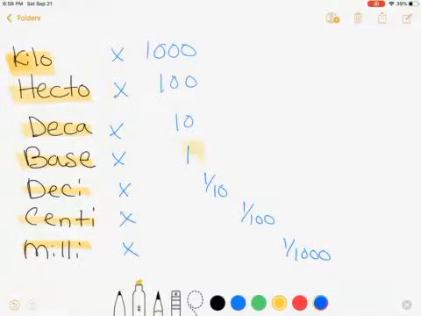Because whatever our base is, if we want to go up to a larger unit, we'd multiply by 10 for deca, 100 for hecto, and 1,000 for kilo. Now if we want to go to a smaller unit from our base, we would multiply by 1/10 for deci, 100th for centi, and 1,000th for milli.